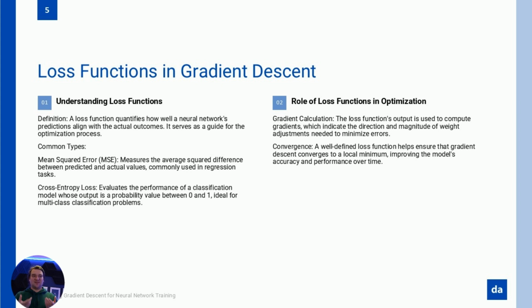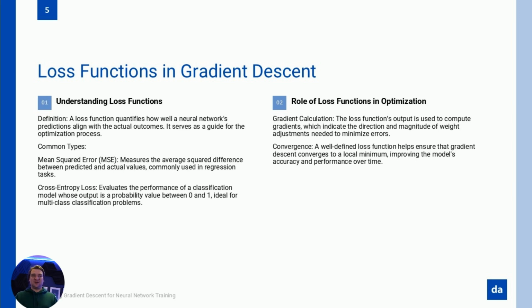Let's break this down step by step. So, what exactly is a loss function? Simply put, it's a mathematical way to measure how well or how poorly a neural network is performing. Imagine you're shooting arrows at a target. The loss function tells you how far off the arrow landed from the bullseye. The further away you are, the higher the loss. The closer you get, the lower the loss.